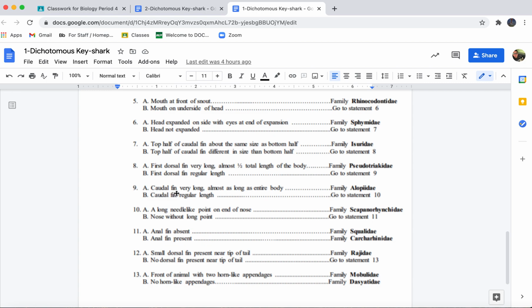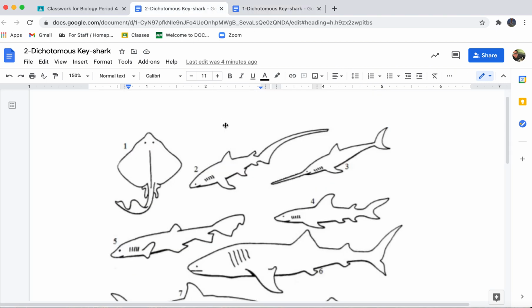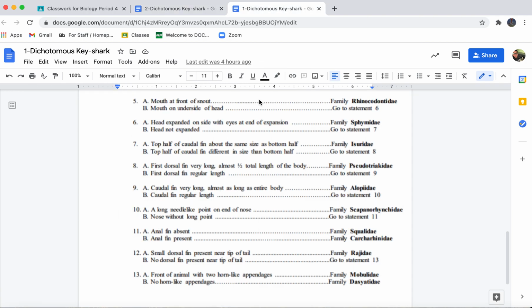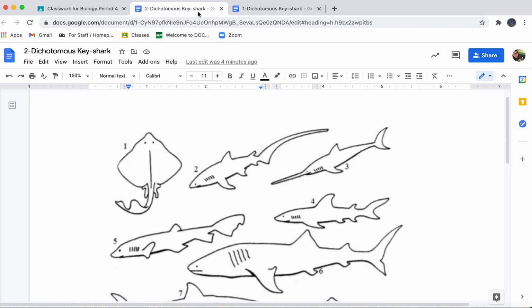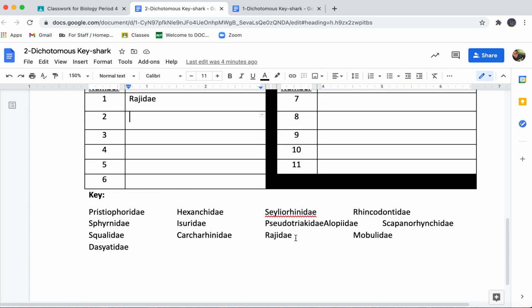So number 9, caudal fin very long, almost as long as the entire body, or is the caudal fin regular length? So let's look. This is your caudal fin. That is huge, right? That is a giant caudal fin. So we're going to go with caudal fin very long, almost as long as the entire body. And that's your answer right here. Family is Alopiidae. So again, you go back to the bottom, find that word.